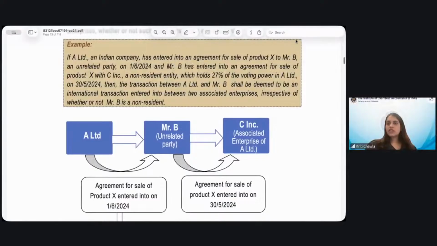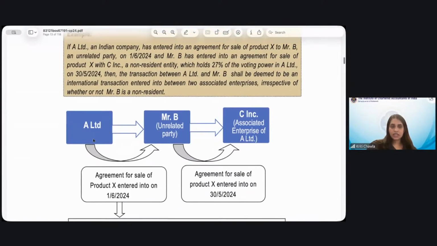Now, this is one of the questions for deemed international transaction. Let's try to identify what they're really trying to say with this kind of question. Now, in this situation, they say that A Limited is an Indian company. Now, they have entered into an agreement for sale of product X to Mr. B, an unrelated party, and this has happened on 1st June 2024. So we are talking about A Limited, which is an Indian company, and they have an agreement to sell product X, and they have entered into with Mr.